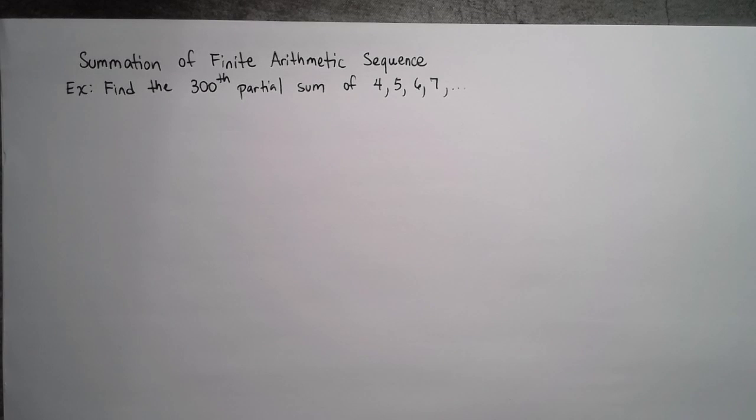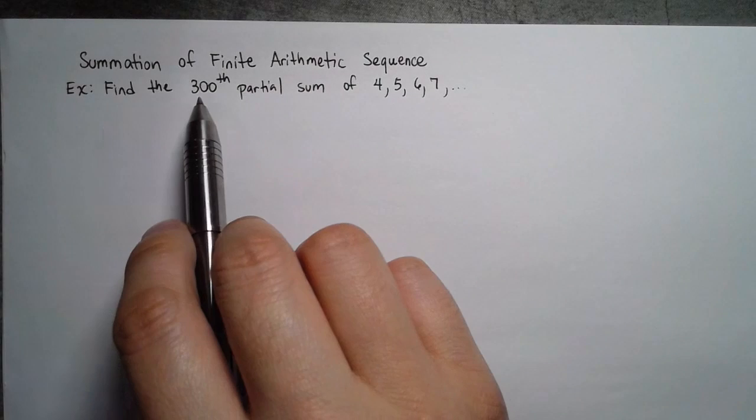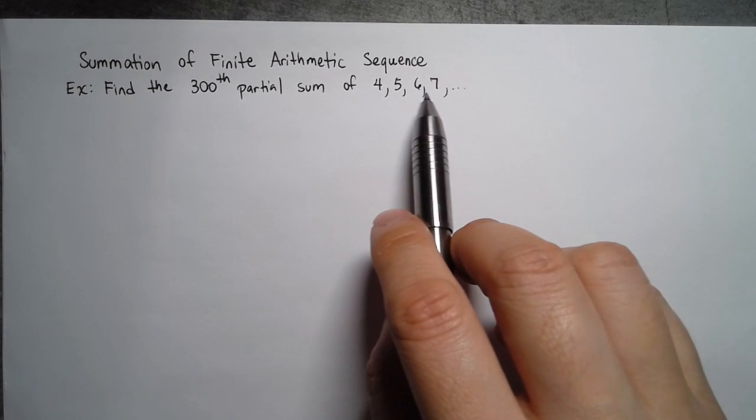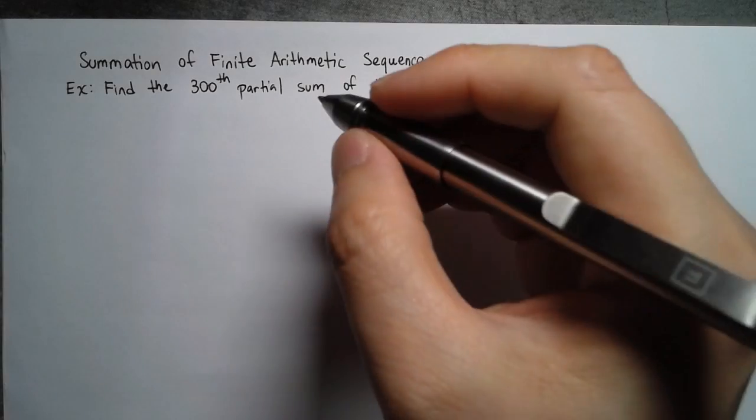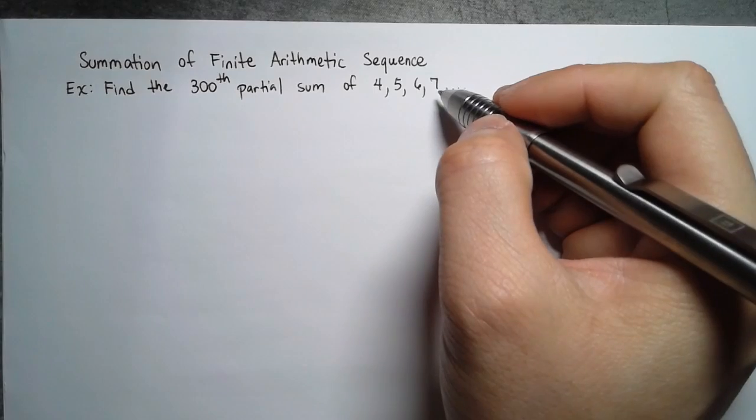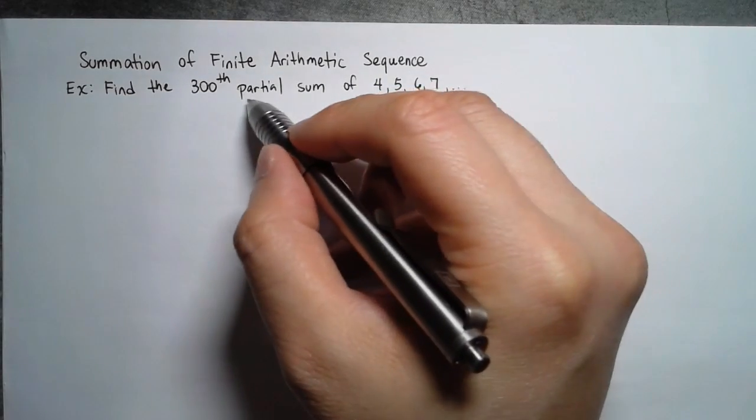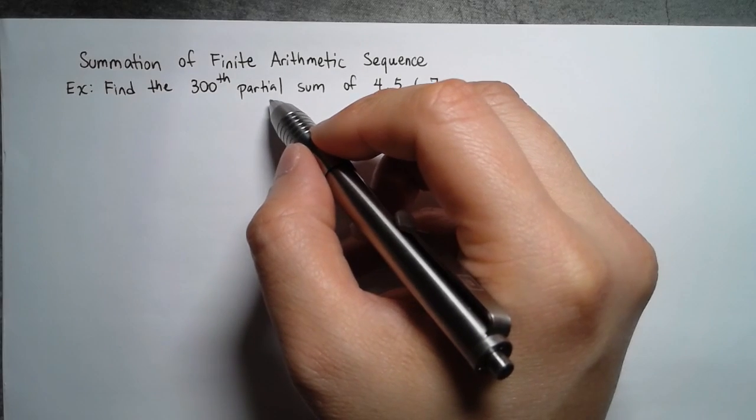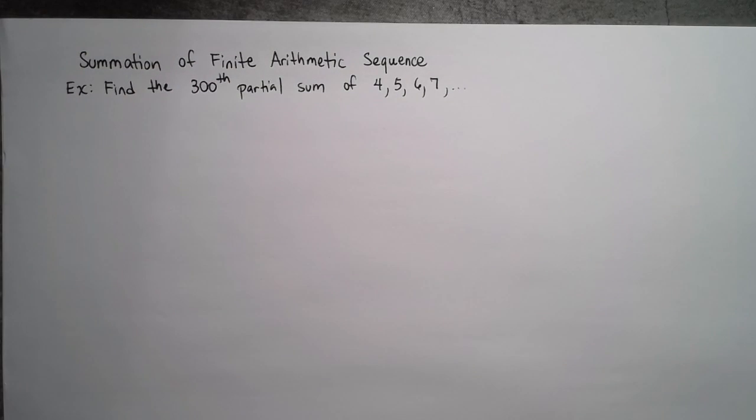Today we are going to talk about how to find the summation of a finite arithmetic sequence. And here's an example. We're going to find a 300th partial sum of an arithmetic sequence 4, 5, 6, 7, and so forth. Now, clearly sum means the result of addition, so we're going to add them up. And we're not going to look at the whole sequence. We're only going to look at a part, hence partial. Now specifically the 300th partial, so that means the first 300 numbers of this pattern.